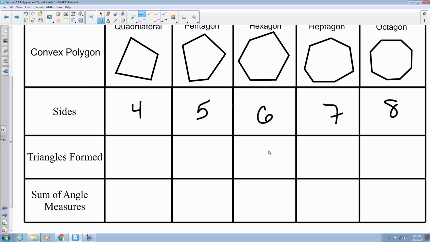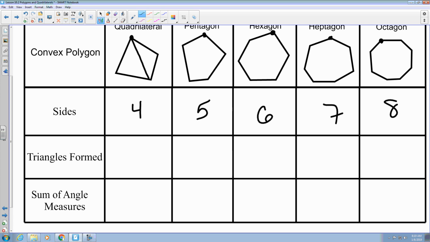So what they want to do here is they are asking us to, it says triangles formed. So if you pick one vertex, like if I pick one vertex here, one vertex here, here, here, and here, I'm going to create line segments on the inside of the polygon.